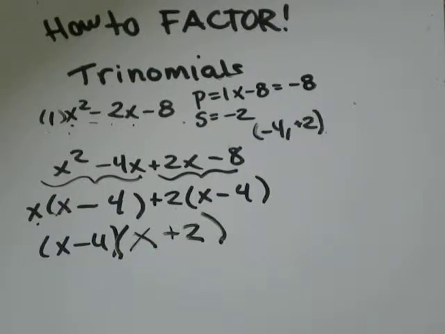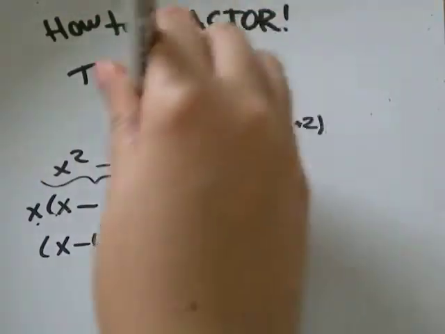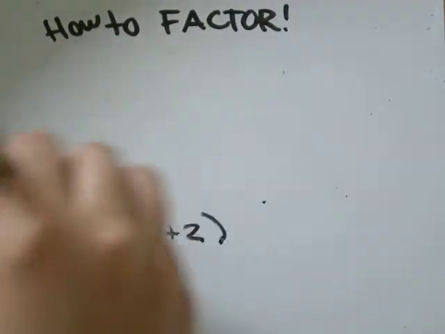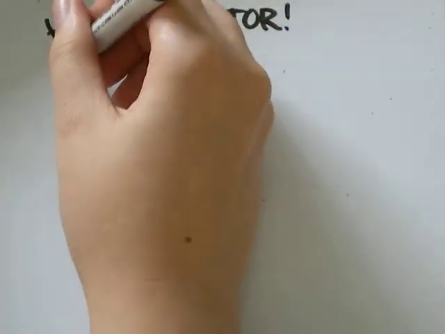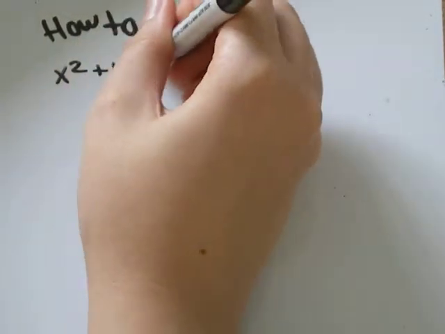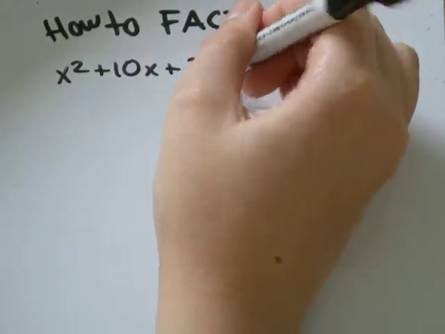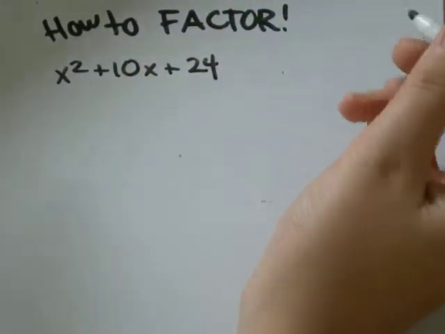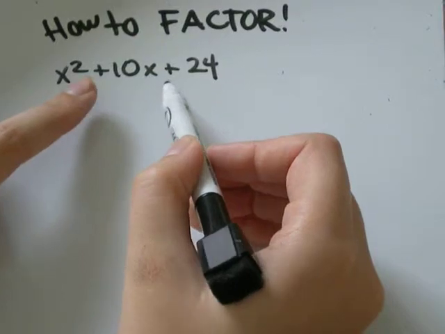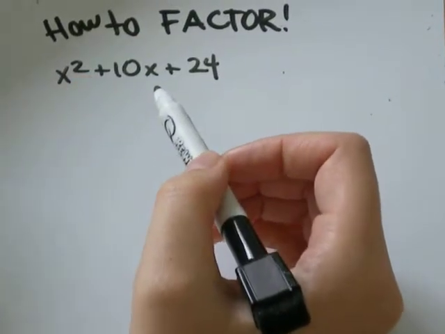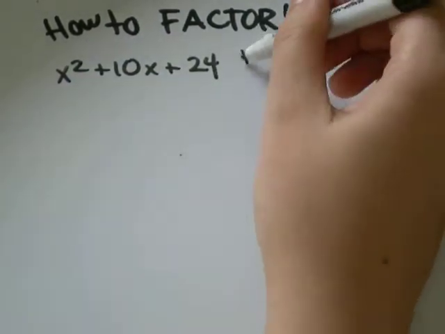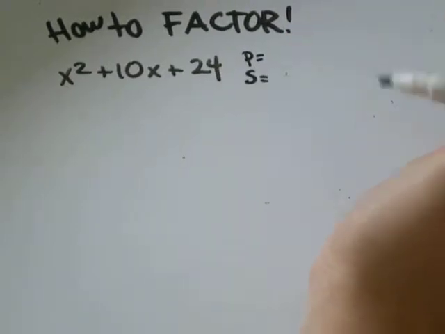Let's do x squared plus 10x plus 24. So this time, the only difference is that these are positive signs instead of negative. Doesn't change the way we do the question. So we do product equals sum equals product.